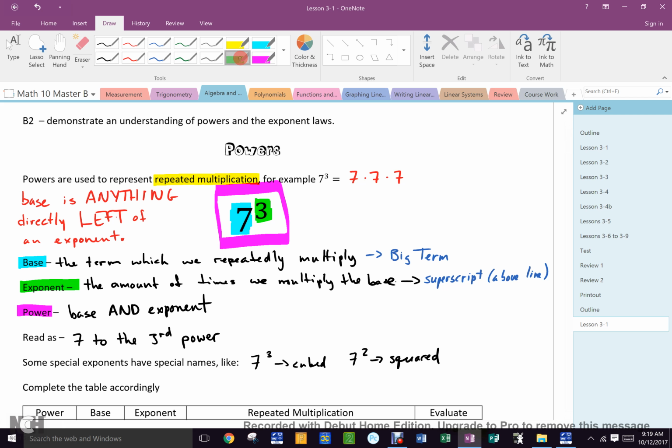And it is what, Carlin? Directly. That word is super important. And here's why. I'm going to write that over here. X plus 7 squared. What is the base in that black expression? 7. Everybody cool? Okay.